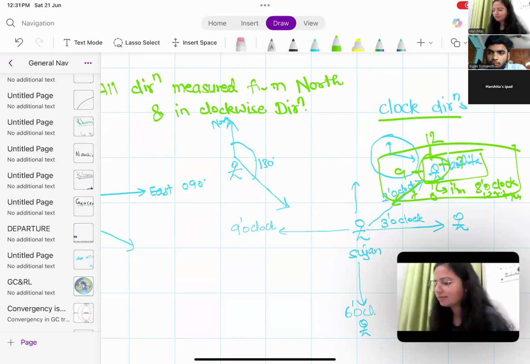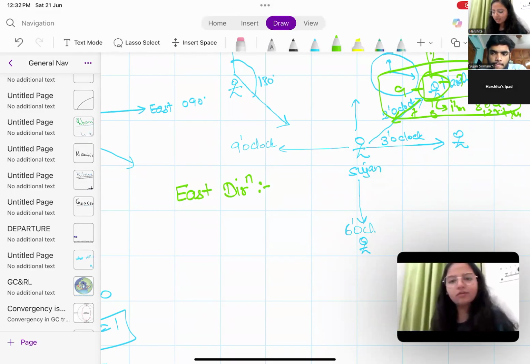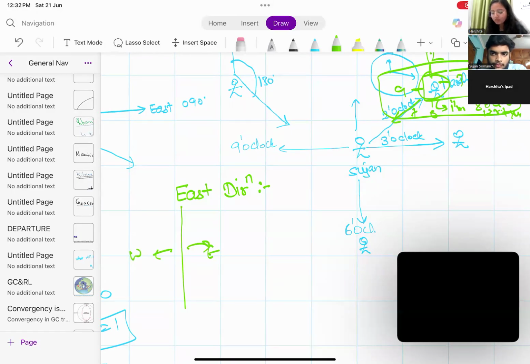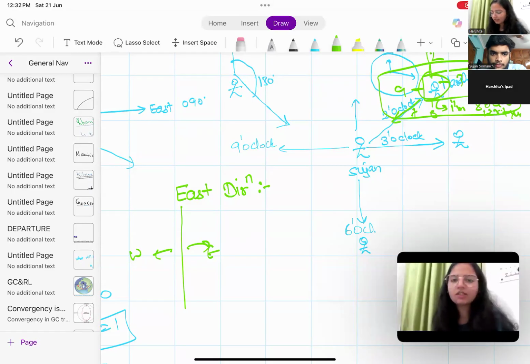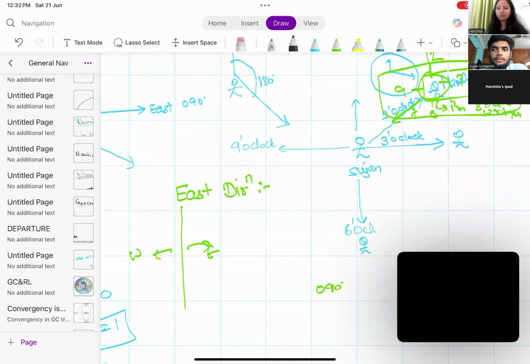Okay? Now, if I say you have to go in east direction, what do you think is the east direction? This is the line, this is the east, and this is the west. So when will you say that you are going towards the east direction? Not exactly, I'm not saying that you have to go exactly at 090 degrees, then only it's east direction. Towards the east direction if you have to go, how will you say you are going towards the east direction?